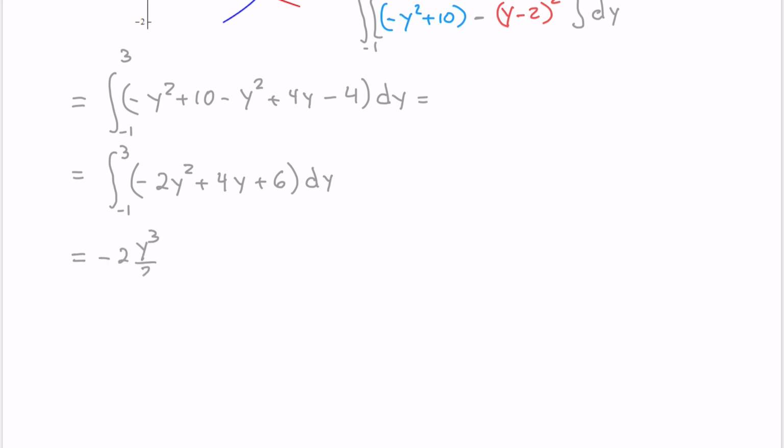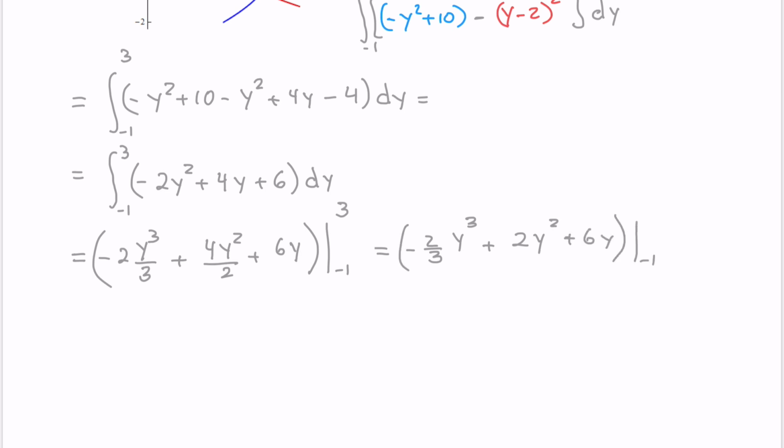Now integrate: -2y cubed over 3 plus 4y squared over 2 plus 6x. Everything from -1 to 3. Let me simplify first. That's -2/3. I'm going to keep the 2/3 in the front. Y cubed plus 2y squared. Oh, I'm sorry, that's because I'm used to x. If I'm integrating 6 with respect to y, this is a y, not an x. Sorry. 6y, everything from -1 to 3. And then plug everything in.